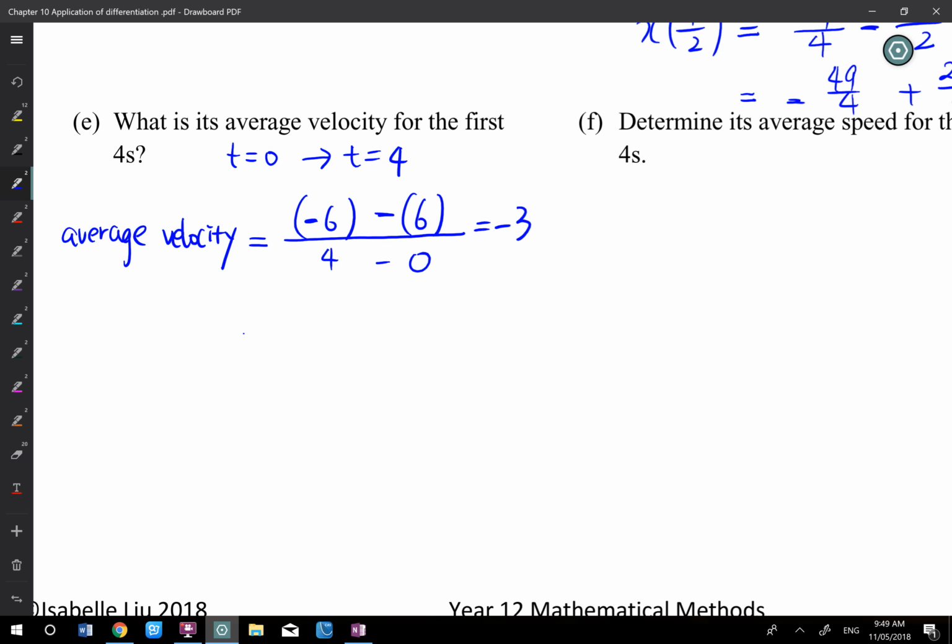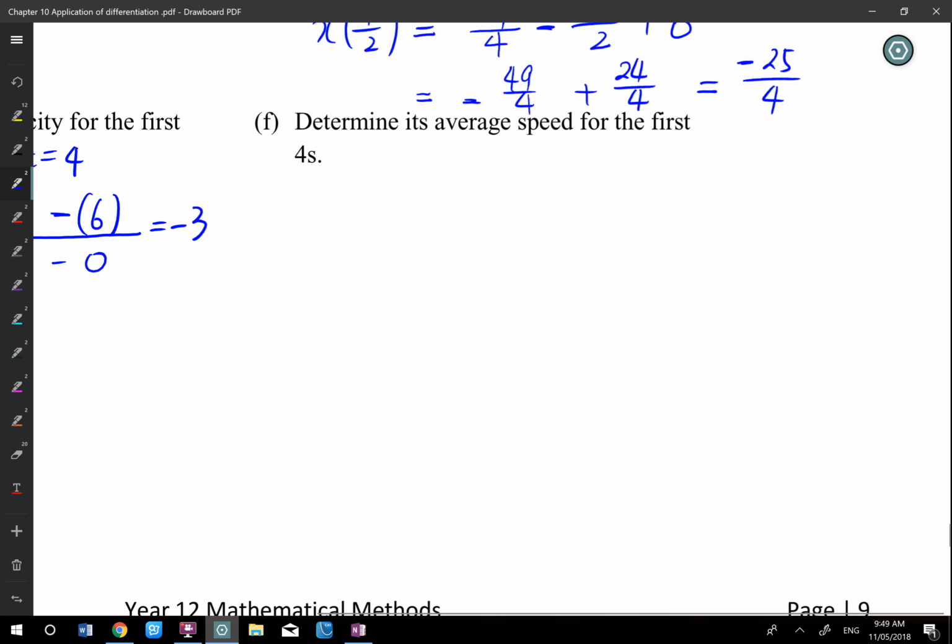Change in displacement is easy to find. But the next question is asking us to determine its average speed for the first 4 seconds. I want to know information about the speed, so I need to know the distance. But I only got the xt graph. It's hard to get the distance.